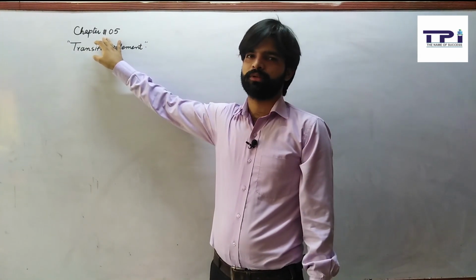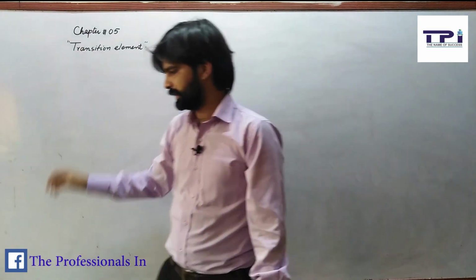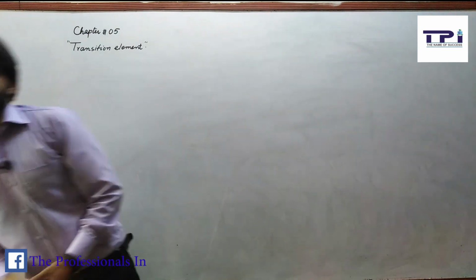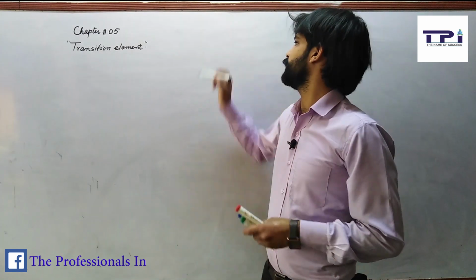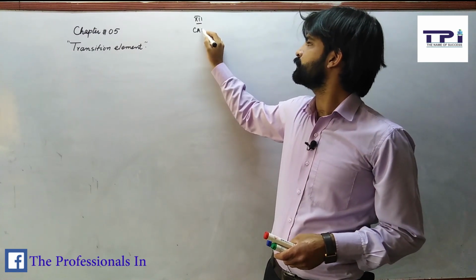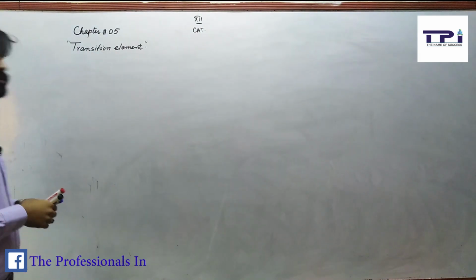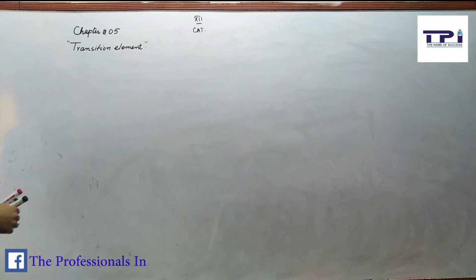Now we have to start chapter number 5, transition elements. I will try to cover all the second year material as well as your CAT college aptitude test preparation as well. So you have to keep in touch with us. Chapter number 5, transition elements.